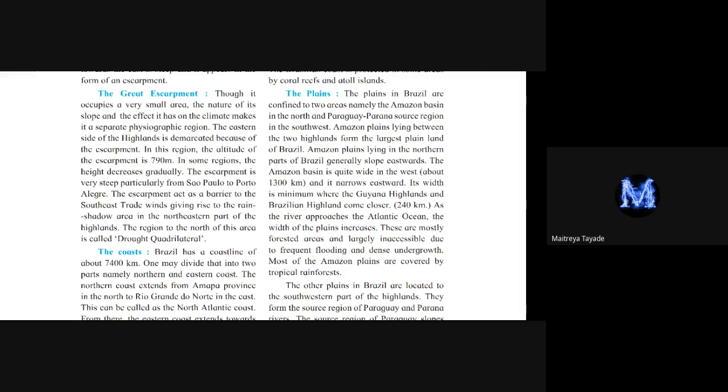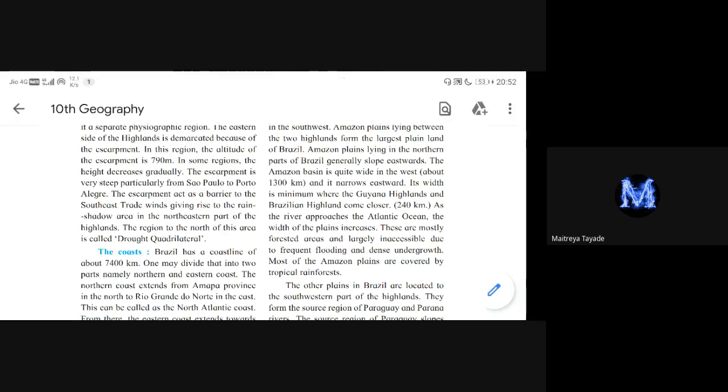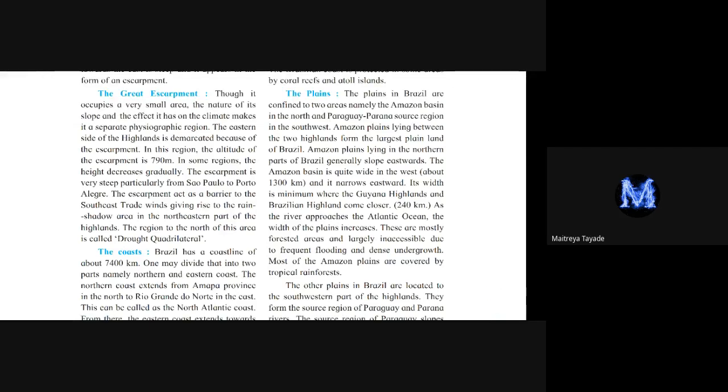Okay, in this region the altitude of the escarpment is 790 meters. So actually 790 meters is very high, it is almost 1 kilometer we can say. In some regions the height decreases gradually. The escarpment is very steep, particularly from Sao Paulo to Porto Alegre.